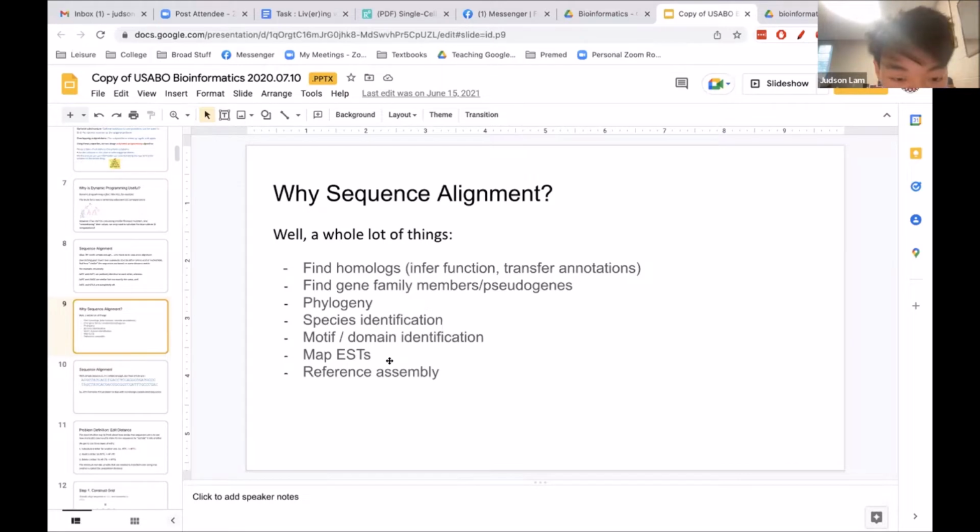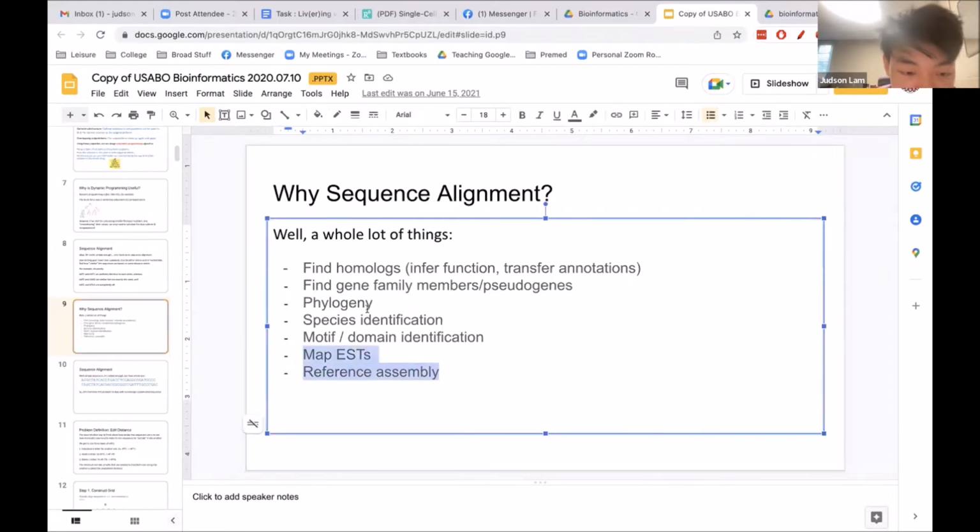All right. So here are a couple other applications. I'm not exactly sure what these last two are. If anyone knows, just let me know. Oh, ESTs, it's like expressed sequence tags or something. Basically, I guess you can map something to a genome using this.